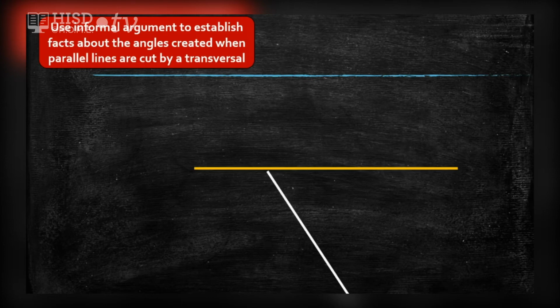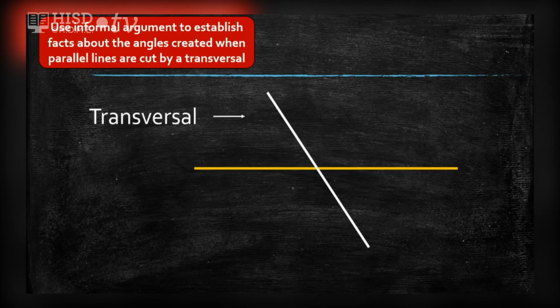So now we got to our 8th grade section, and we are going to use informal arguments to establish facts about the angles created when parallel lines are cut by a transversal. So let's start with this image. We have a straight line that is cut by another line, and this white color line is called the transversal because it's the one that cuts our straight line. And as you can see, when this happens, it forms 4 different angles.